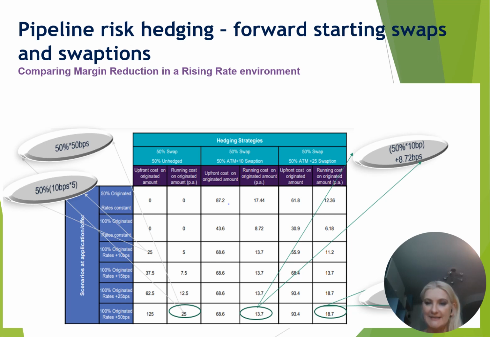So basically it starts kicking in when the rates are 10 basis points above the current 5-year swap rate. So imagine it's 2%. When the rate reaches 2.10, then the swaption starts kicking in. So the swaption becomes in the money, it's executed, and we are entering the underlying swap.